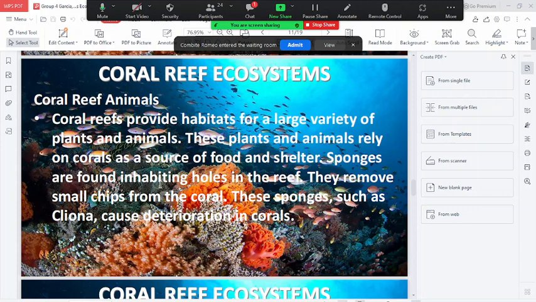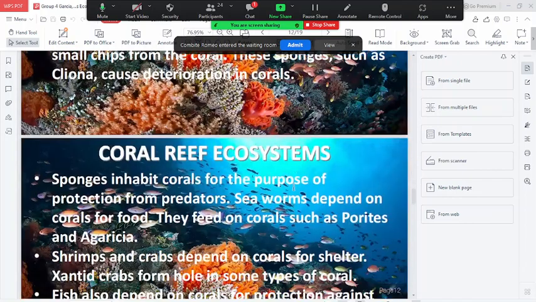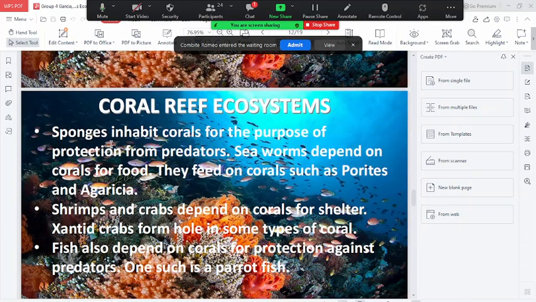Sponges are found inhabiting holes in the reef. They remove small chips from the coral. These sponges, such as Cliona, cause deterioration in corals. Sponges inhabit corals for the purpose of protection from predators. Sea worms depend on corals for food. They feed on corals such as porites and agaricia. Shrimps and crabs depend on corals for shelter.